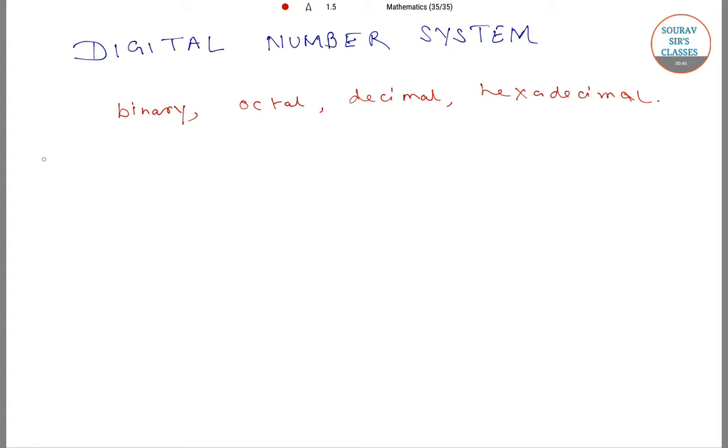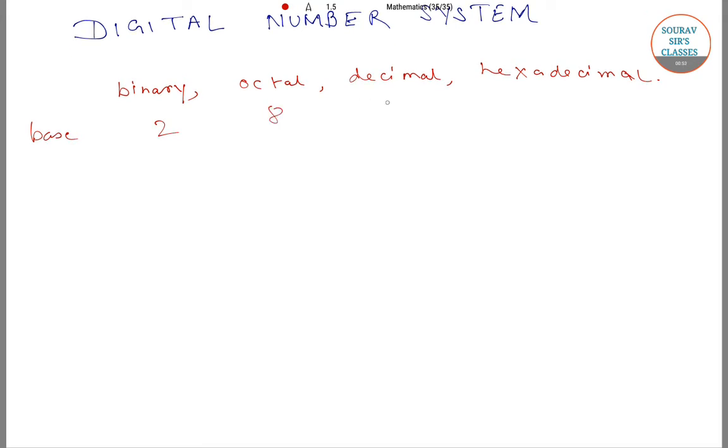Binary system has base 2, octal has base 8, decimal has base 10 and hexadecimal has base 16. Now these bases tell us the number of distinct symbols.